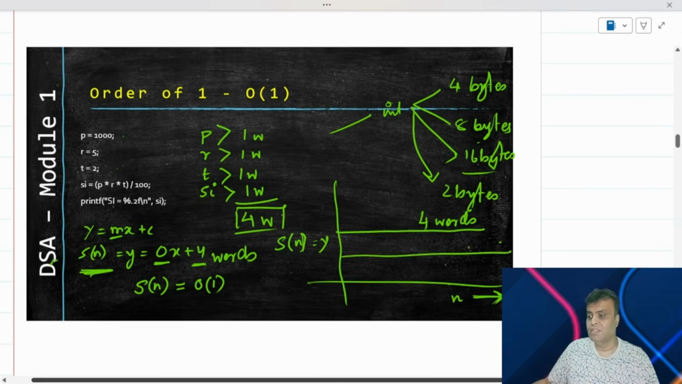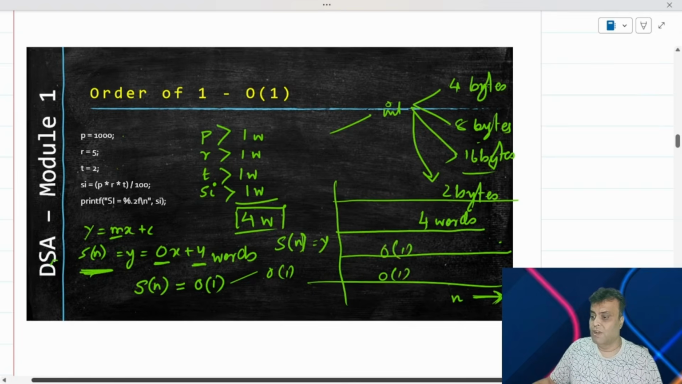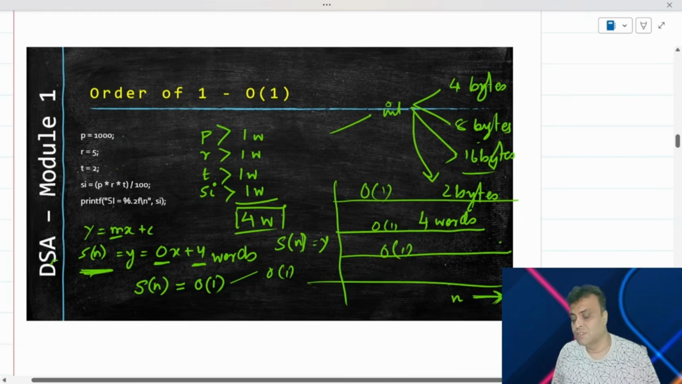Sometimes you might have a curve like this. Sometimes you might have a curve like this. Doesn't matter. It is still order of 1. This is order of 1. This is also order of 1. Right? So this is my axis, I shouldn't put order of 1 here, yeah, so there you go.